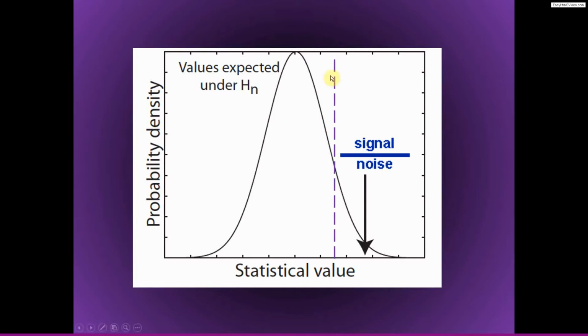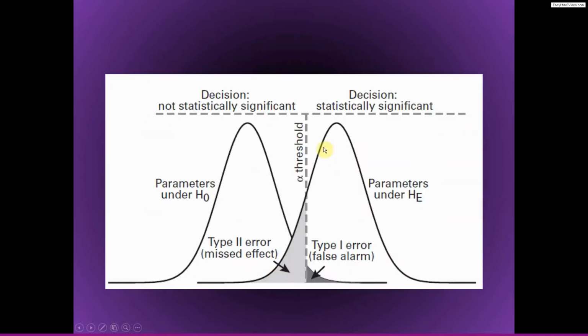So here you have this threshold, and if your statistic value is higher than this threshold, then you would call it statistically significant. If it's lower than this threshold, you would say that it's not statistically significant. So of course, the next question is how do you define this threshold, and where exactly do you put this threshold in this distribution of null hypothesis values?